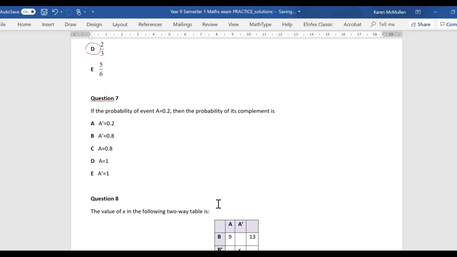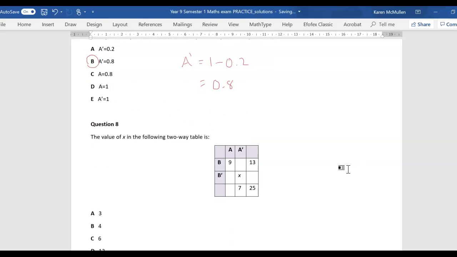All right, question 7. If the probability of event A is 0.2, then the probability of its complement is, okay, so complement is given by A dash, and it's just 1 minus the event A. So an event and its complement have to add up to 1. So you basically say, well, what do I add to 0.2 to get to 1? I add 0.8. So it's going to be B. Complement of A equals 0.8. So the A dash means complement of A or not A.